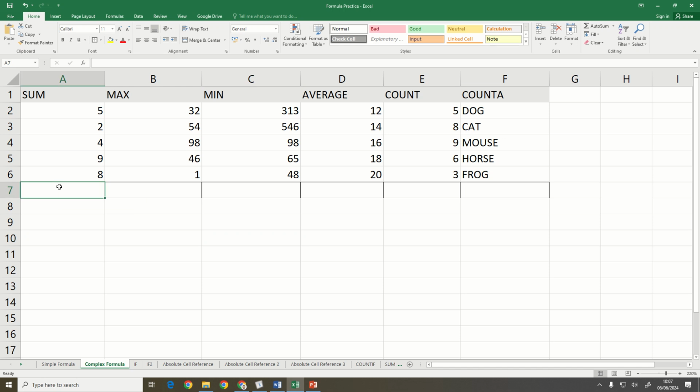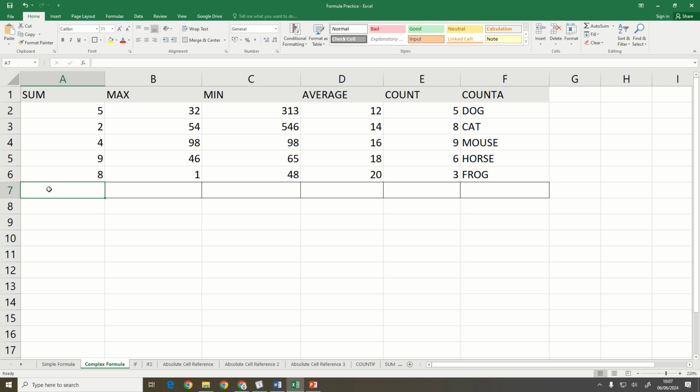These ones are what we'd call complex formulas. They use a word to do some sort of command. So we've got 1, 2, 3, 4, 5, 6 along the top here: sum, max, min, average, count, and count A, and they all do different things.